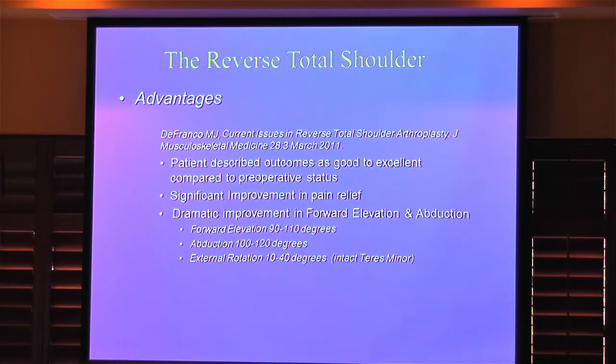And this is a total improvement of 90 to 110 degrees. People will make a jump of 90 degrees in forward elevation, 100 degrees of abduction, and if their teres minor, that tendon on the backside of the shoulder, is intact, they can gain active external rotation.